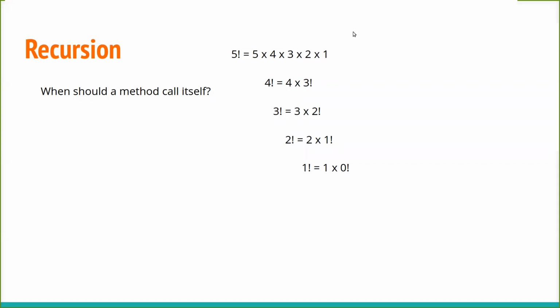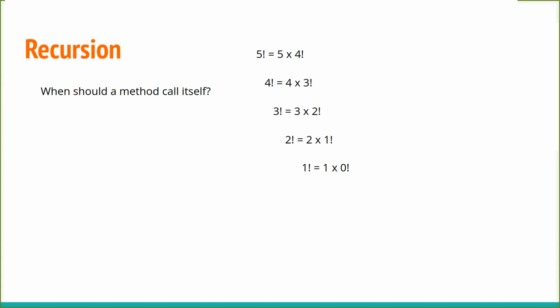And so 5 factorial equals 5 times 4 factorial. Now, as you can imagine, 6 factorial equals 6 times 5 factorial, 7 factorial equals 7 times 6 factorial, etc. So I want you guys to see this pattern emerging.